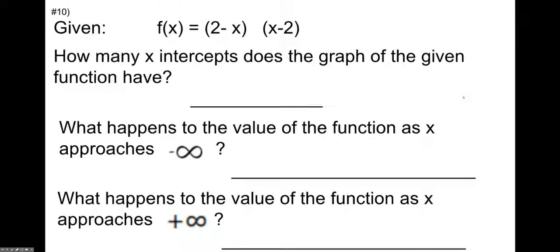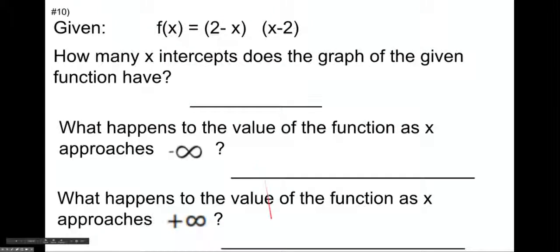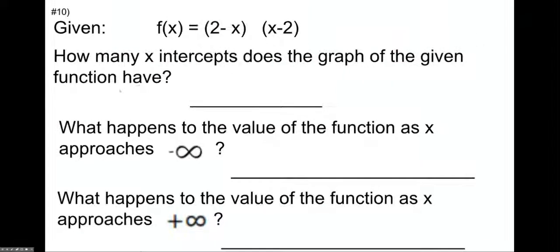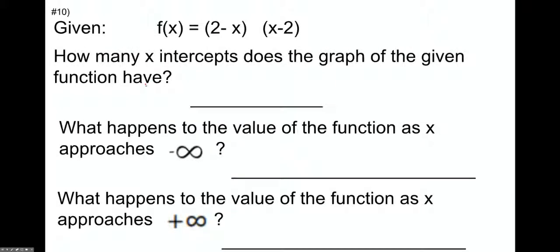All right, so for number 10, you're given a polynomial, and you're asked just these 3 questions. We're not going to graph it. We have to just answer what we have here. How many x-intercepts does this graph have? How many actual answers do you have? Well, x equals positive 2 here. That's 1 x-intercept. And then here it's switched around, but we know it's the same answer. x equals positive 2. So you have 2 answers, but it's really 1 x-intercept, which is positive 2.